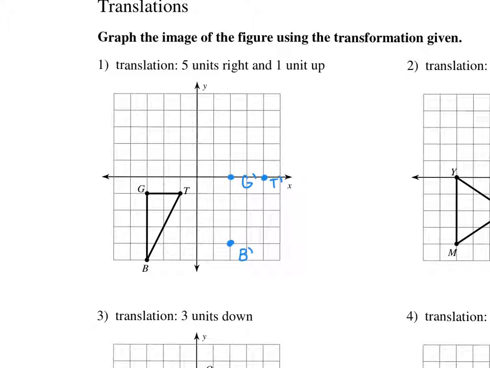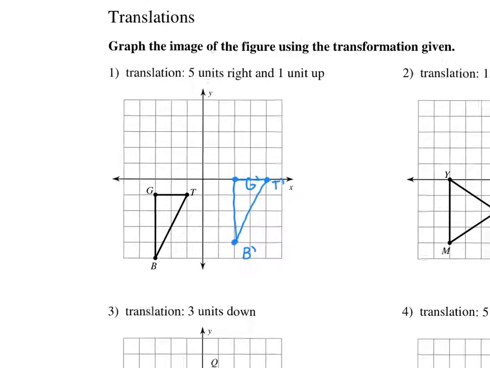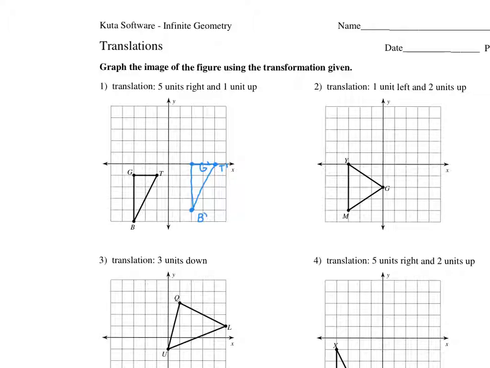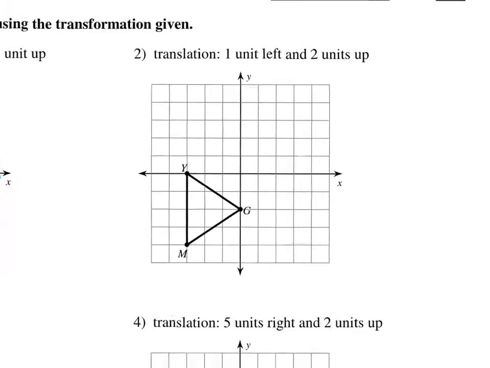And now you just connect your dots. And you have translated and made your new image. Okay, we can do the same thing for 2. That's as simple as that, just moving your points.